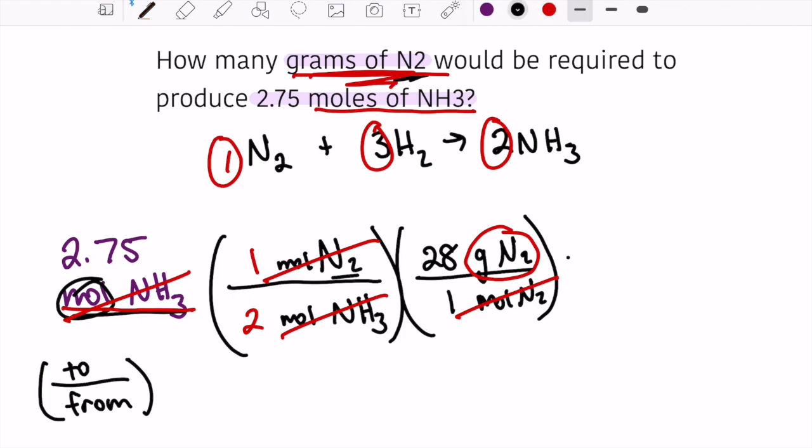So go ahead and calculate that. I'll give you a couple of seconds. Okay, and you should have ended up with 38.5 grams of N2.